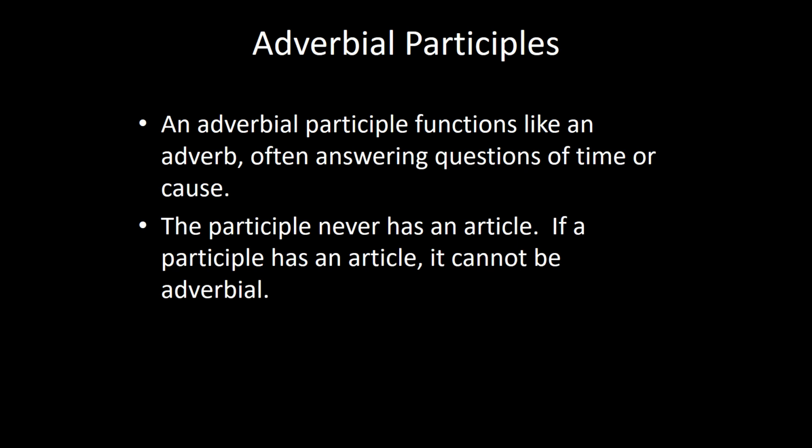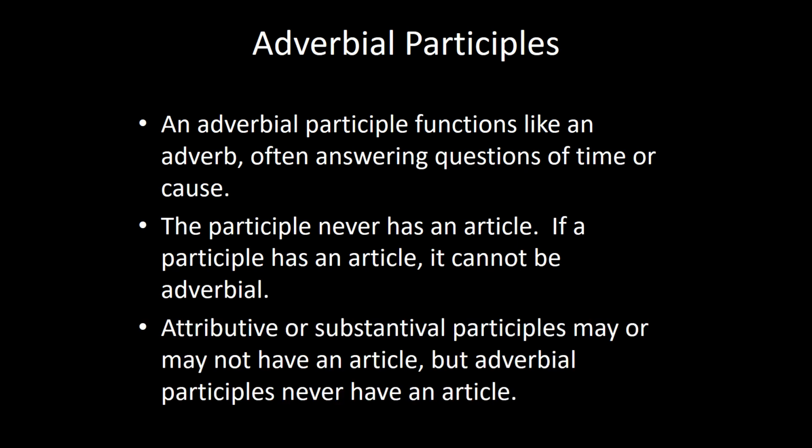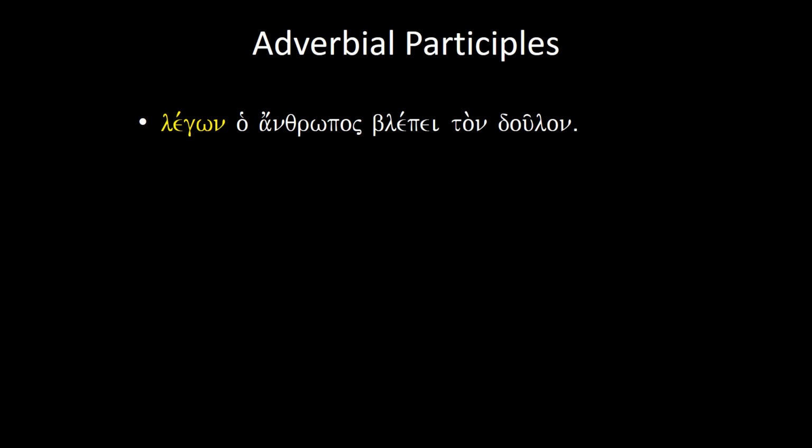The adverbial participle never has an article. So guess what? If you see a participle with an article, it is not what? It is not adverbial. An attributive participle or a substantival participle, they'll often have the articles. They don't have to, so they can or they may not. But an adverbial participle never has an article. So here the participle legon does not have an article. Legon ha anthropos blepe ton doulon. Participle has no article. There's no article right in front of it.